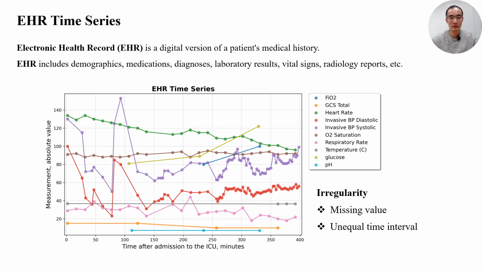Electronic health record is a digital version of a patient's medical history. It includes various types of health data, such as demographics, medications, diagnosis, laboratory results, and more. Time series can be constructed from those kinds of data. However, they usually have missing values and unequal time intervals between successive measurements, as depicted in the figure, illustrating different metrics over time after ICU admission.